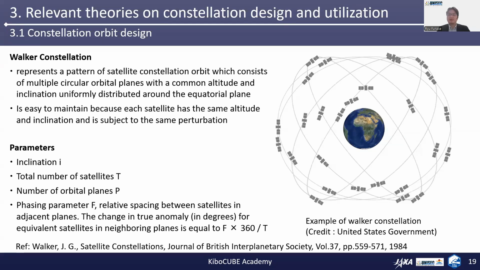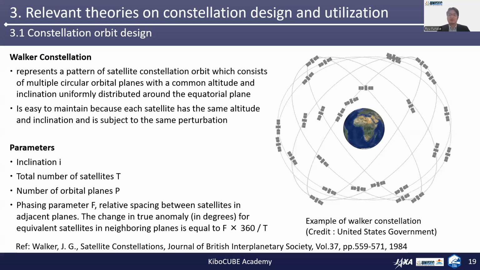In such a configuration, each satellite in the constellation is equally subject to the same perturbations, so their orbital altitudes, eccentricities, and inclination angles are commonly maintained at the same values. As a result, orbit control to maintain the constellation configuration is simplified. An example of Walker constellation is shown in the figure on the right. The Walker constellation is represented by the parameters shown here.